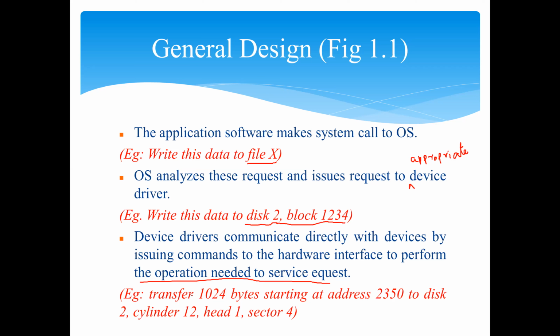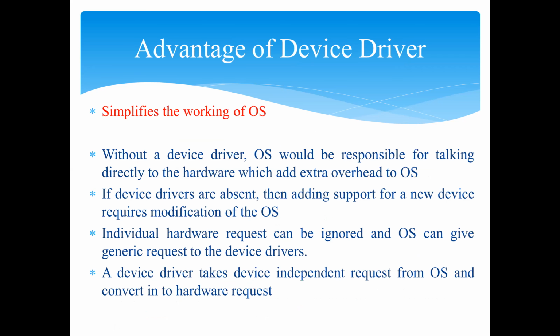So it becomes even more specific. You are writing something, right? In order to write, you have to transfer some number of bytes, which will be stored at some location. From that location, you transfer the data to disk 2. This disk 2 is mentioned even more specifically as block 1, 2, 3, 4, and which cylinder, which head, and in which sector. It's given in a more specific manner. That's what the device driver will do. So that is all about the general design of the device driver.